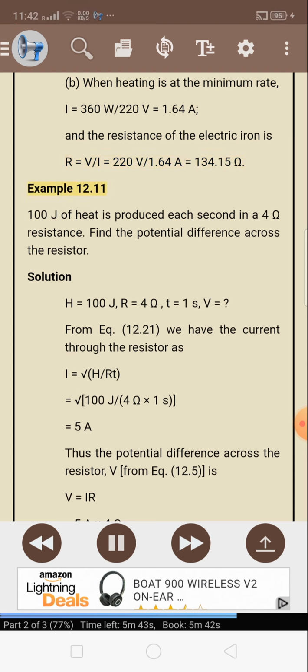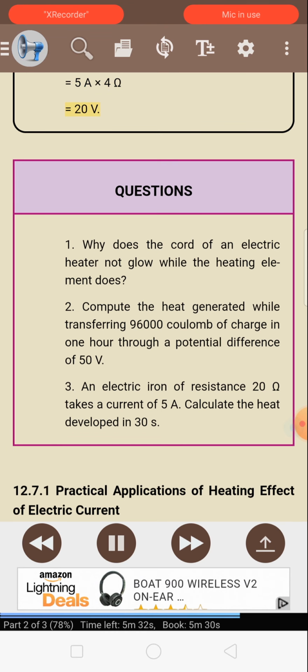Example 12.11. 100 J of heat is produced each second in a 4 ohm resistance. Find the potential difference across the resistor. Solution. H equals 100 J, R equals 4 ohms, t equals 1 s, V equals ? From Eq. 12.21, we have the current through the resistor, I equals square root of H/Rt, equals square root of 100 J / (4 ohms times 1 s), equals 5 A. Thus the potential difference across the resistor, V, from Eq. 12.5, is V equals IR, equals 5 A times 4 ohms, equals 20 V.